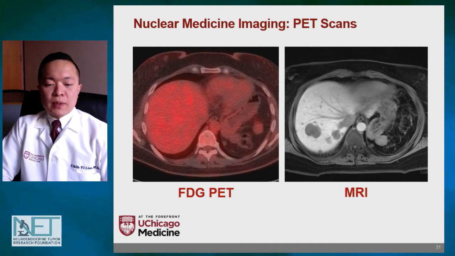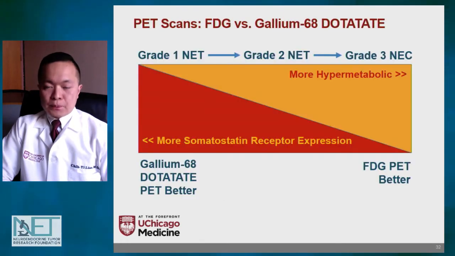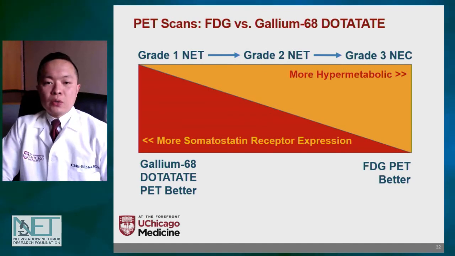Here on her FDG PET scan, none of her liver tumors actually lit up, even though they're there, because they're not proliferating and using sugar, they don't light up as well on this type of PET scan. So it's very important to know when to use what type of PET scan. When do we use gallium DOTATATE PET scans and when do we use FDG PET scans?